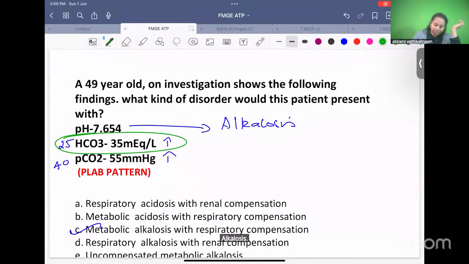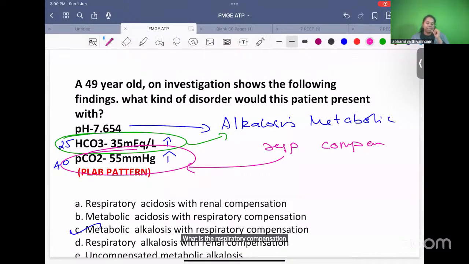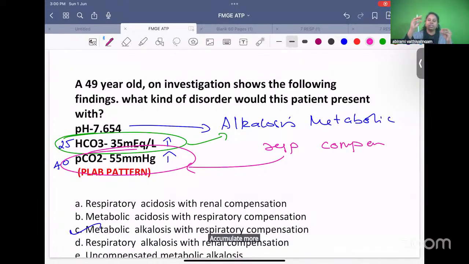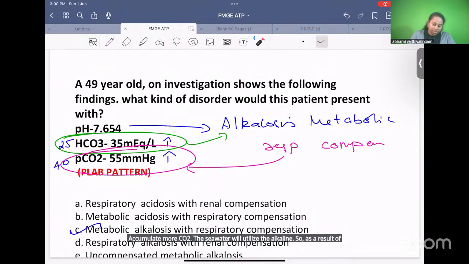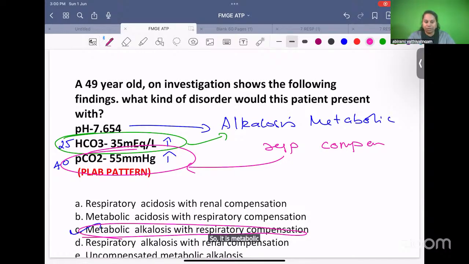Bicarbonate has increased. That has caused alkalosis. So it is metabolic alkalosis. Who will compensate? Respiratory compensation. What is the respiratory compensation? Already body is in alkalosis. So what will the lung do? It will breathe slowly, accumulate more CO2. The CO2 will neutralize the alkali. So as a result of compensation, CO2 has increased. So it is metabolic alkalosis with respiratory compensation.